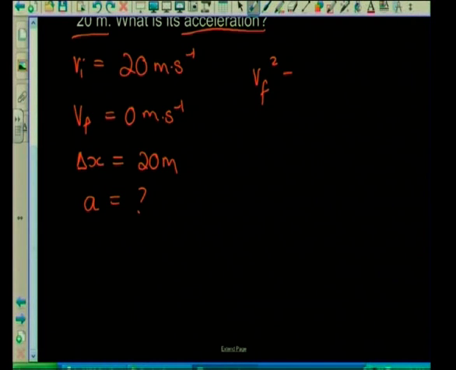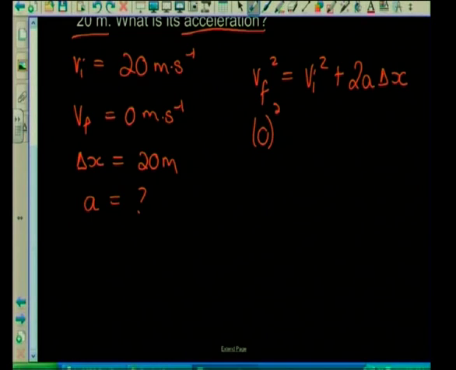VF squared equals VI squared plus 2A delta x. Please, another hint here for your exams. Don't manipulate this now, grade 10s. Substitute in what you know. Then do the maths. Final velocity is 0. Initial is 20. Okay. 20 squared. I'm actually going to do all the maths for you.